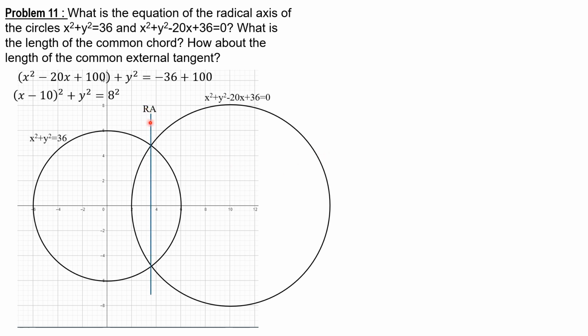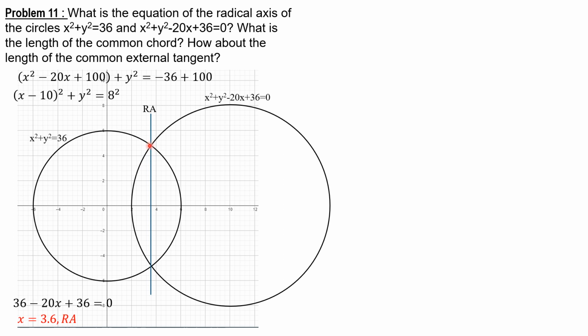So this is the radical axis. We replace x squared plus y squared by 36. So 36 minus 20x plus 36 equals 0. So x equals 3.6. Because this is at the origin, the radical axis is x equals 3.6. So this radical axis is 3.6 units from the y-axis.